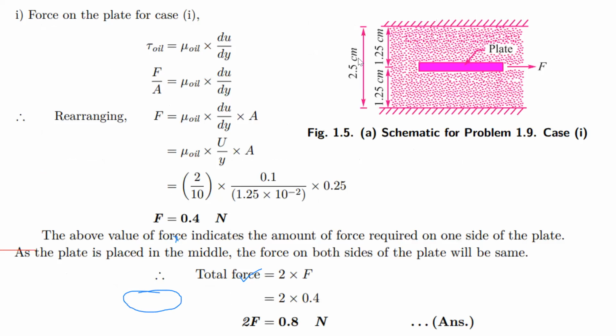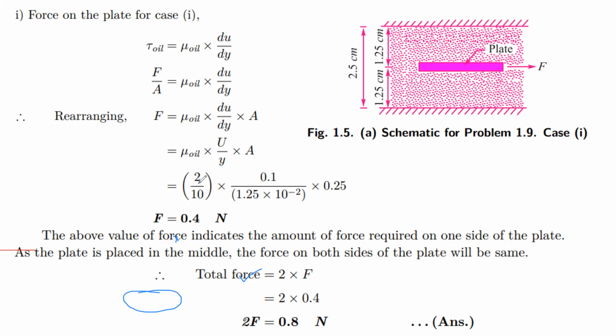So I'll use the same equation. Tau is equal to mu into du by dy. Tau is the shear stress, force by area. Mu of the oil I'll keep as it is, and du by dy I will keep as it is. Rearranging this equation, I'll take A to the right side. Therefore, force is equal to mu into du by dy into A. So du is nothing but u, dy is nothing but y.